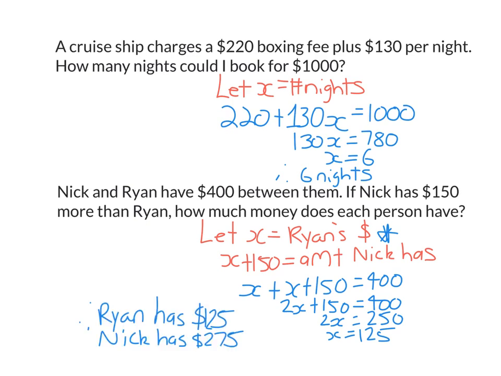Make sure you have a sentence here that answers the question, because it told us how much does each person have. It didn't tell us just to find x or just to find the amount Ryan has. We need a sentence to say how much Ryan has and how much Nick has. All right, that's all for algebra. Let's move on to percentages.